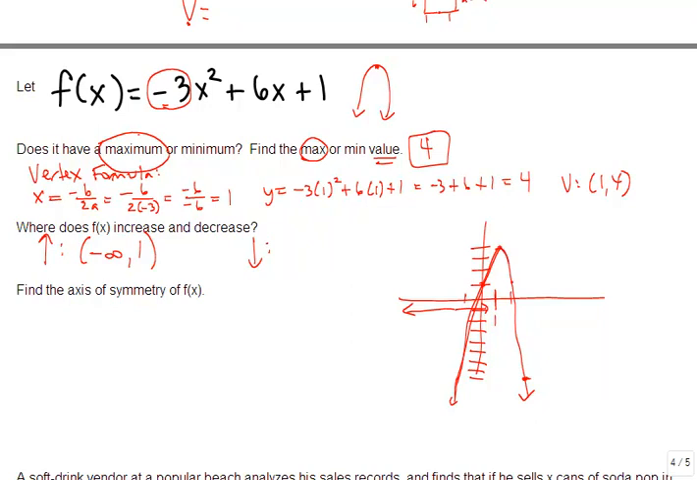Okay, then what happens? After 1, the graph falls and it keeps falling. So from 1 on this way it decreases. So again, parentheses around the 1 up to infinity.